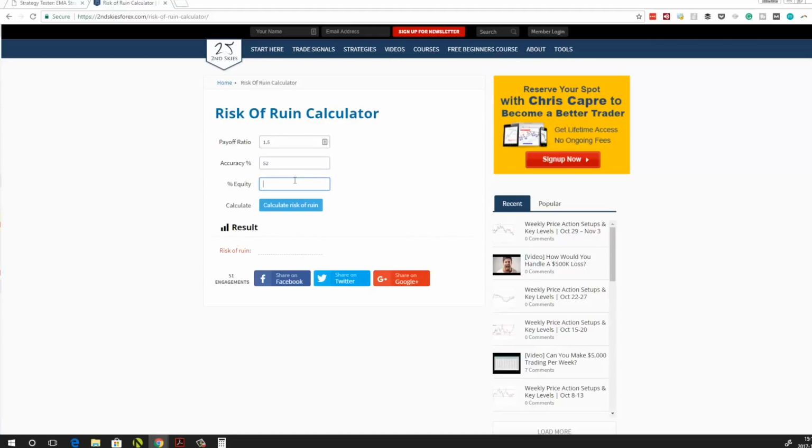Now, percentage of equity, this is what you're going to risk per trade. You have to go with trial and error here. Let's say I'm going to do 5% per trade. I'll calculate the risk of ruin. We have a risk of ruin bigger than 0, so we don't want to trade that, because the risk of blowing up an account is too large. Now, let's say I'm going to go at 3%. We still do not have 0, so we need to go even lower. Let's say I'm going to go at 2% per trade.